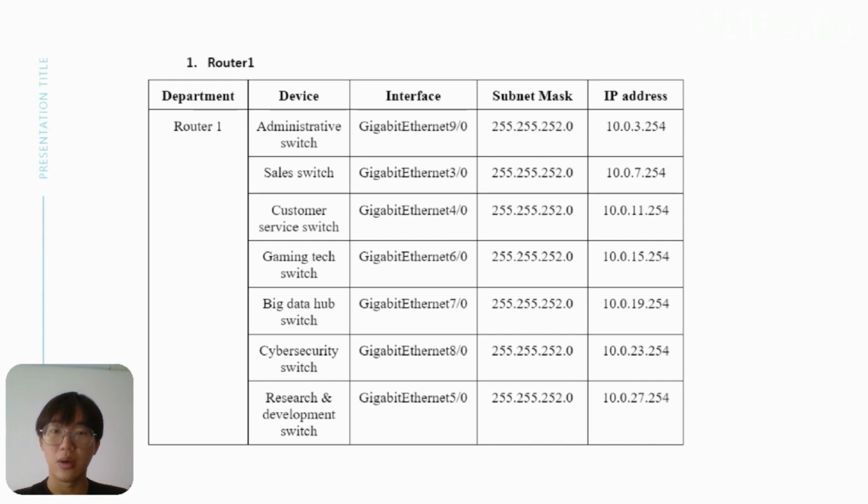255.255.252.0. For the router IP address of the different departments, I assign their respective last usable IP address, which starts with 10.0.3.254, 10.0.7.254, and so on.